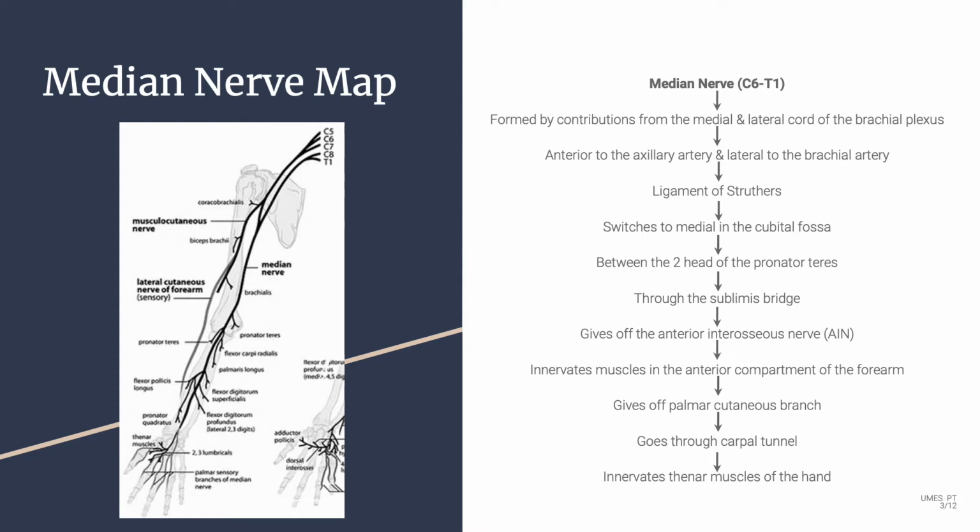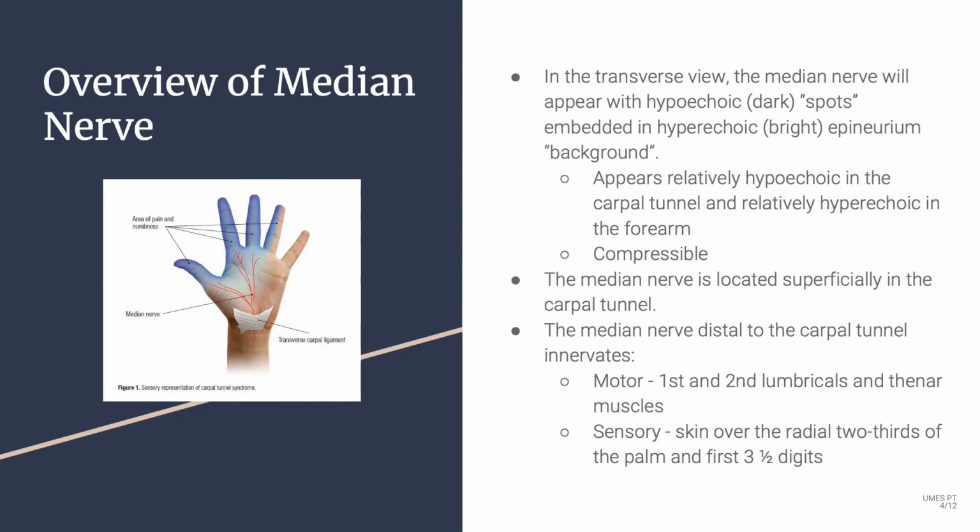Then it gives off the palmar cutaneous branch, which does not pass under the carpal tunnel. It passes superficial to it. It goes through the carpal tunnel, and then it innervates the thenar muscles of the hand. So that's an overview of the median nerve.